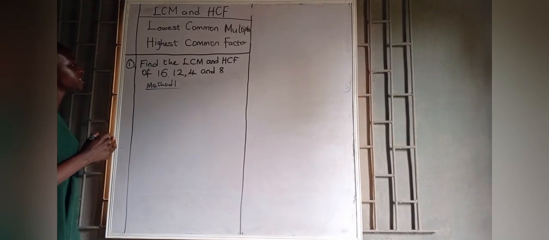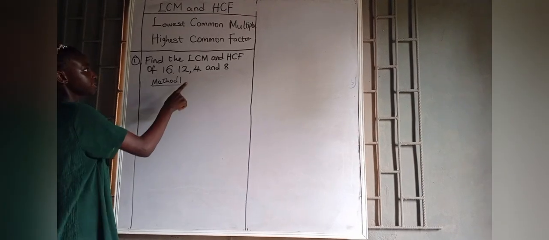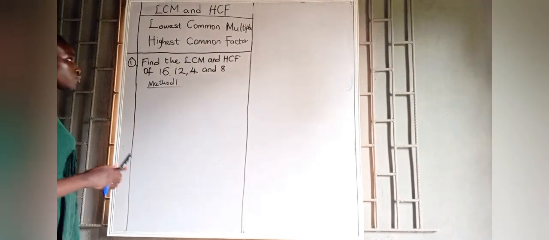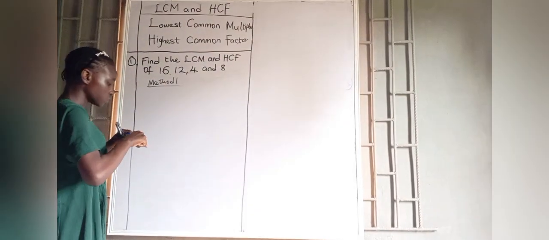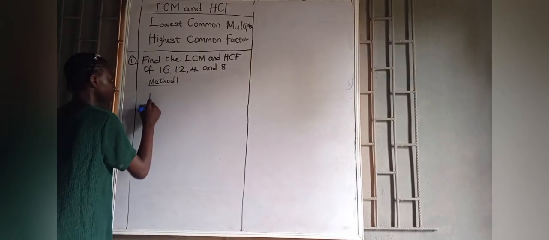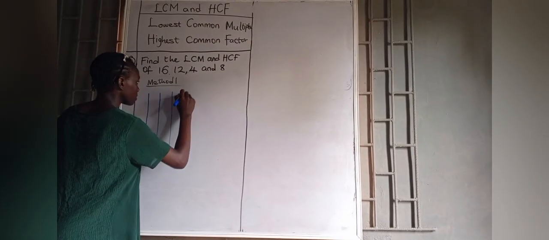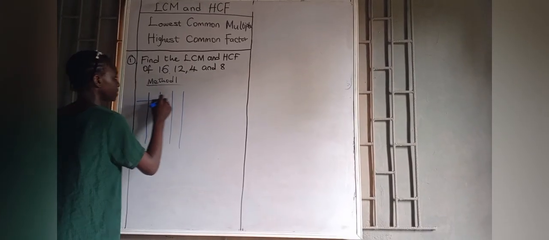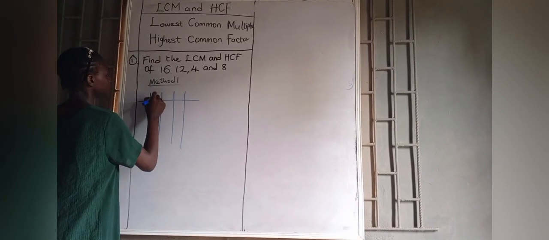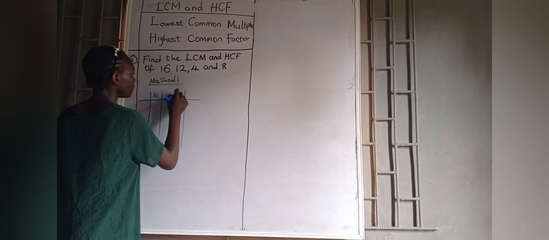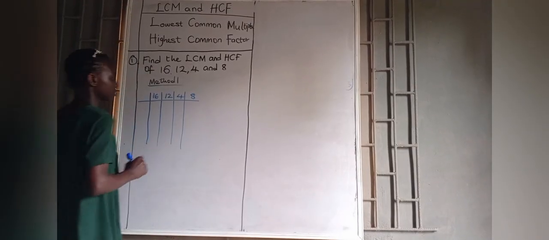we will be working the LCM and HCF of method 1. So, method 1 is a tabular format, like this. So this is for the LCM: 16, 12, 4, and 8.